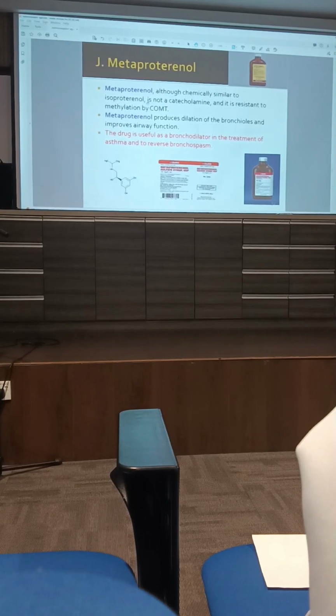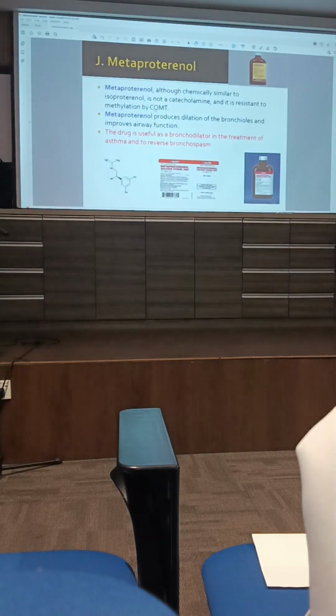Metaproterenol. Although it is chemically similar to isoproterenol, it is resistant to COMT. Produces dilation of bronchioles and will improve airway function. So it is used to treat asthma.